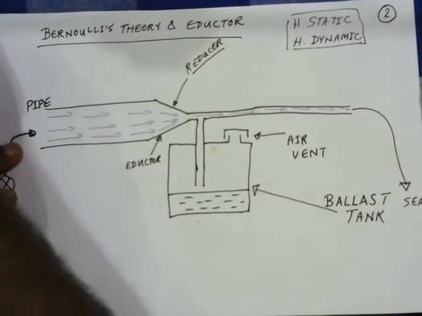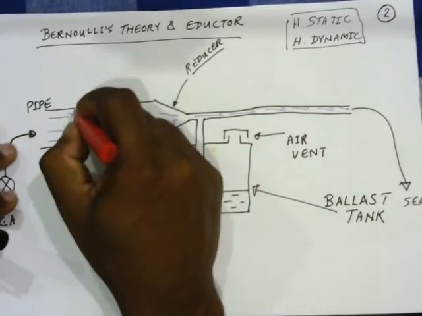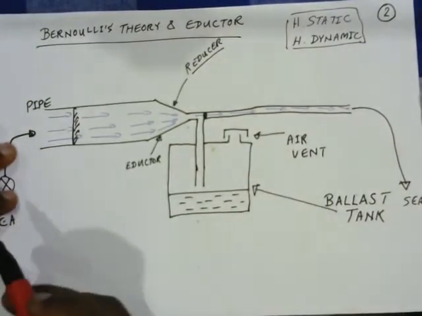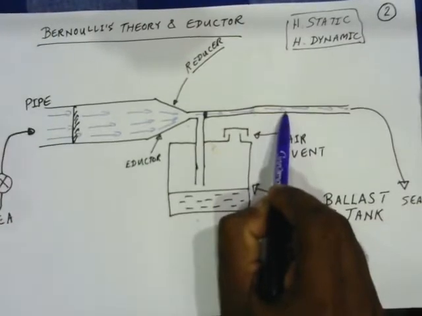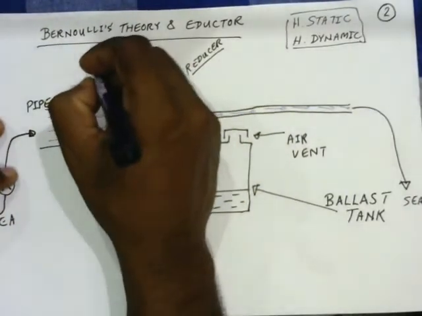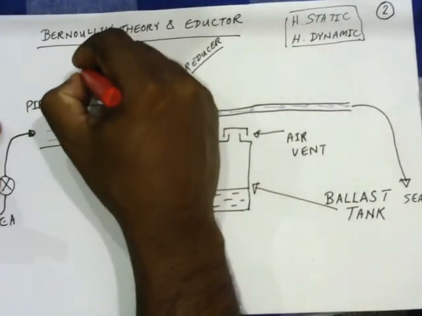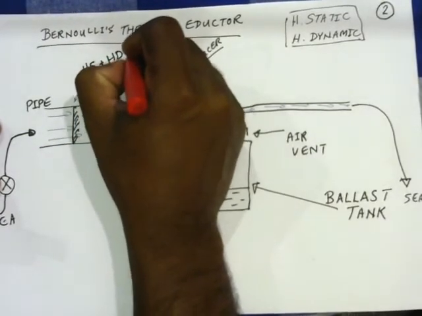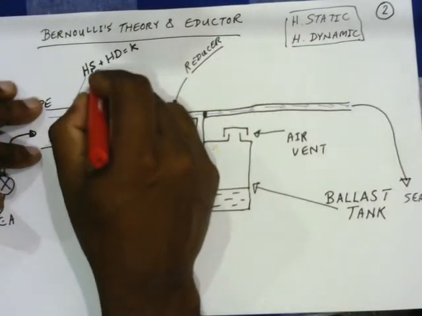So there was a person called Bernoulli. He said that at any given place, if we take the cross section of this pipe, here or here or here, doesn't matter, Bernoulli said, if we add the hydrostatic pressure and the hydrodynamic pressure, it equals a constant. Let's put 1 and 1.